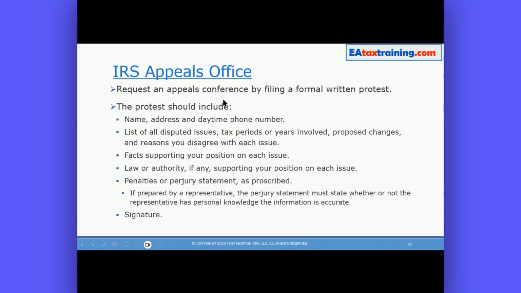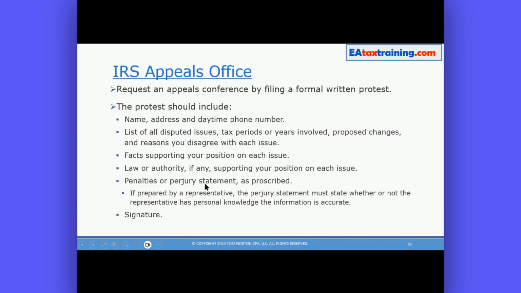You can request an appeals conference by filing a formal written protest. So the formal protest should include all of these things. You're going to say what's being disputed, why you think you're right, whatever laws or IRS notices or whatever proof you have when you did your research for why your position is right. And then that does have to be signed under penalty of perjury. So the taxpayer signs it under penalty of perjury.